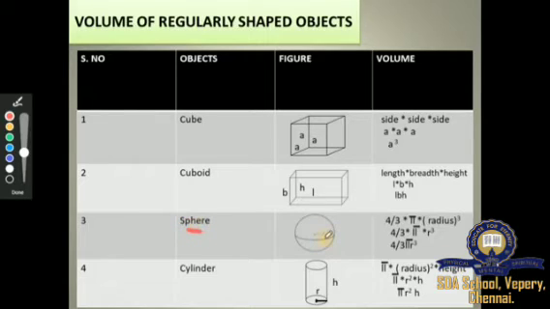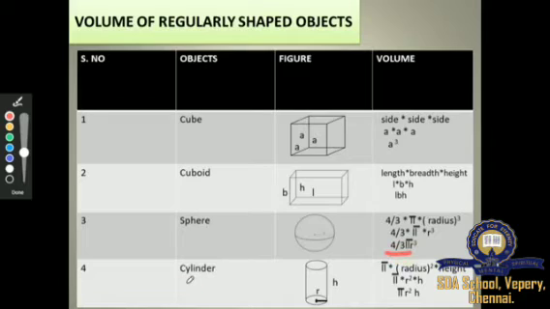With radius r, its volume is 4 by 3 into pi into radius cube, 4 by 3 into pi into r cube. The value of pi is 22 by 7. So the volume of a sphere will be 4 by 3 pi r cube.